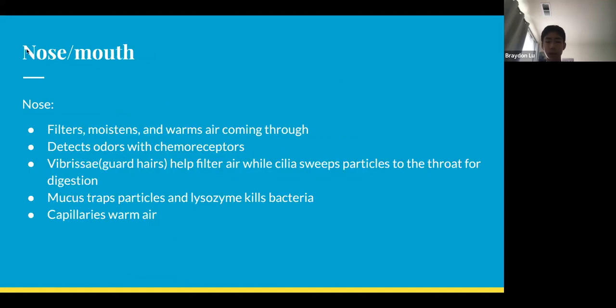First, we have the nose/mouth. The nose filters, moistens, and warms air coming through. And it detects odors with chemoreceptors. And vibrissae or guard hairs help filter air, while cilia sweeps particles to the throat for digestion. Mucus helps trap particles, and lysozymes, which are cells that can help kill bacteria, are contained in the mucus. There are capillaries in your nose that help warm the air.